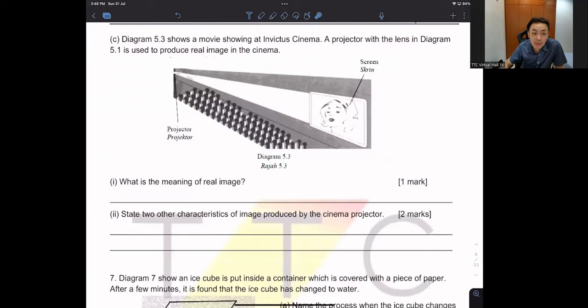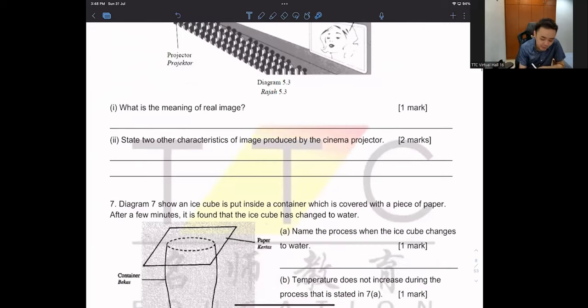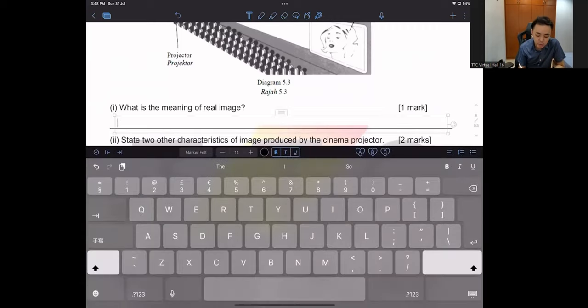Next. Diagram 5.3 shows a movie showing at Invictus Cinema. Projector with a lens in diagram 5.1 is used to produce a real image in cinema. Question number one, what is the meaning of real image? Definition, this kind of thing, memorize only, no other options.